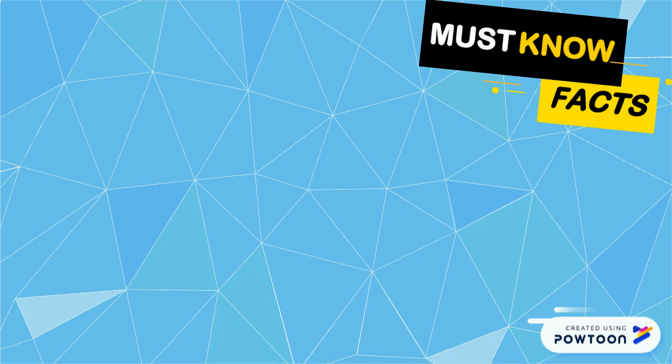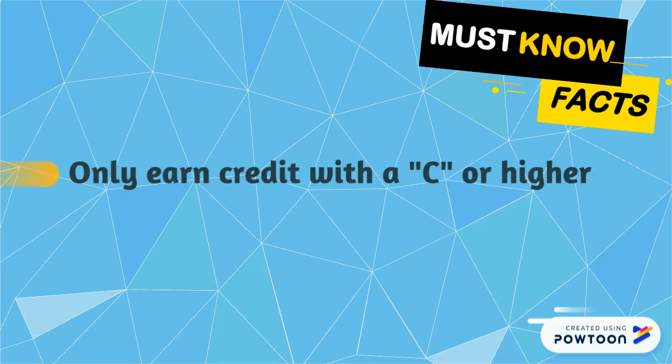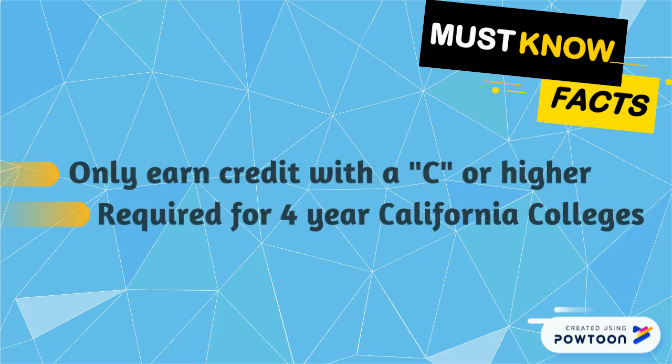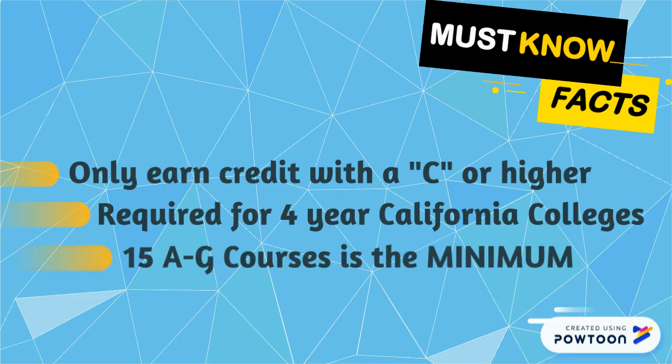Okay, must know facts. You only earn credit with a C or higher in an A through G class. All of these classes are required for you to apply to a California college. You won't be able to apply if you don't meet A through G credits. And that 15 is a minimum number. We want you and we expect you to go above and beyond that.